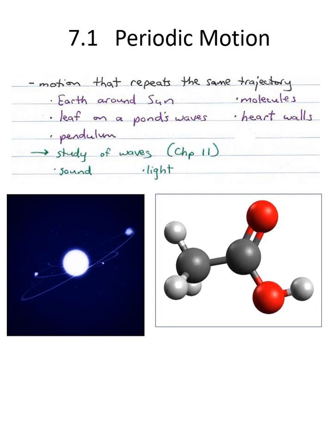A leaf on a pond will go up and down with the waves, and a pendulum goes back and forth. And this study of periodic motion will lead us, in Chapter 11, to the study of waves, and that will lead us to thinking about sound and music and light.